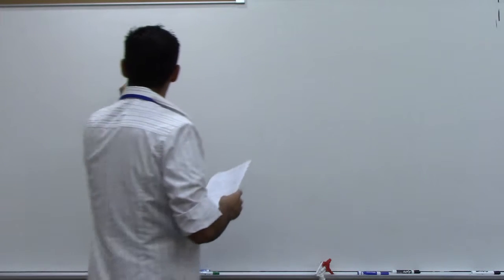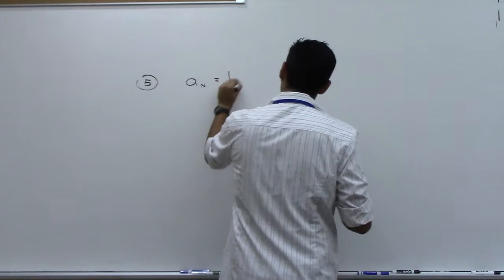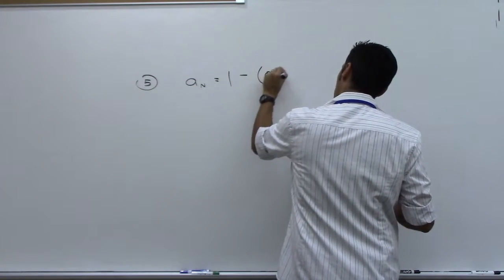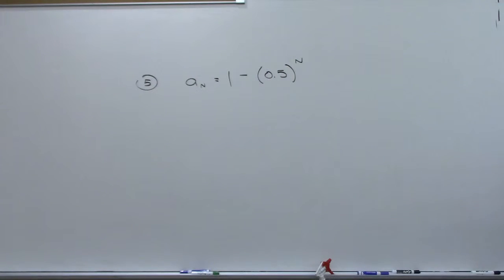Number 5, I'll just point out real quick, they defined your sequence to be 1 minus 0.5 to the n, and they want to know, does it converge or diverge?